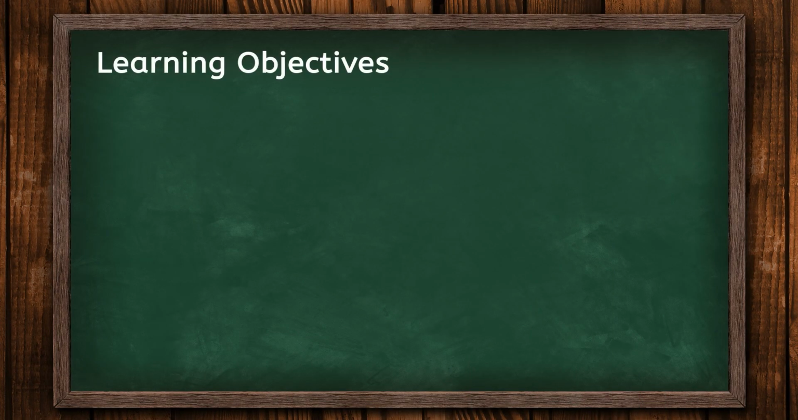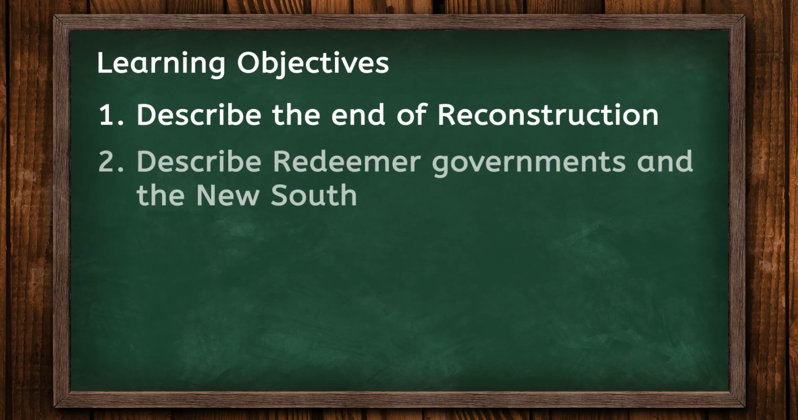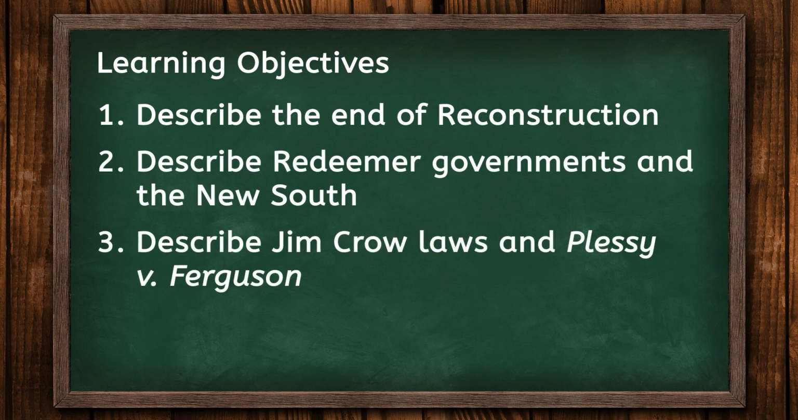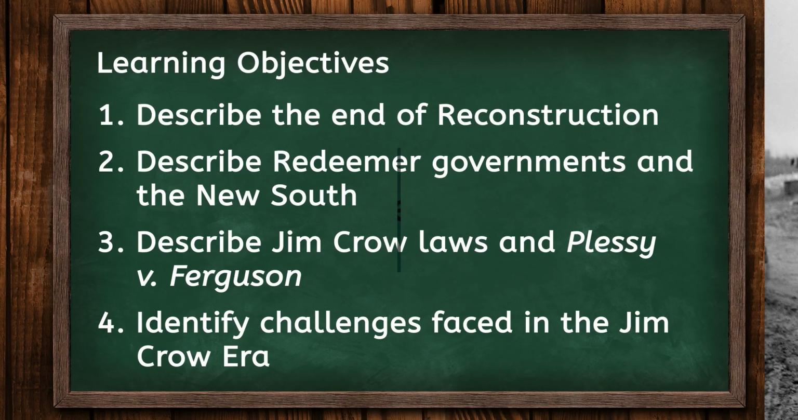Today, we'll wrap up our Reconstruction unit by focusing on these learning objectives. Describe the factors that led to the end of the Reconstruction era. Describe Redeemer governments and the New South. Describe Jim Crow laws and explain the importance of Plessy versus Ferguson. And identify the challenges faced by Black Americans in the Jim Crow era.